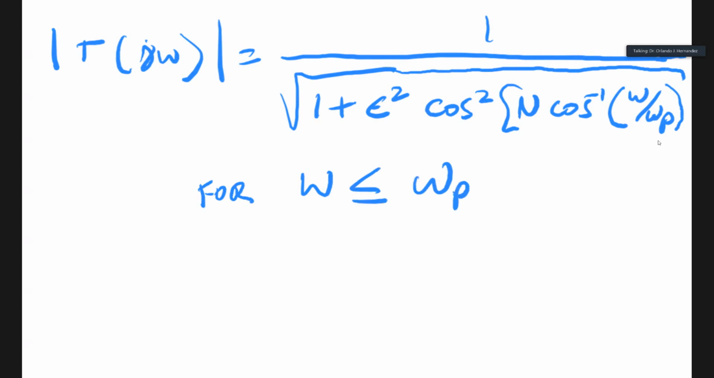And then for the stopband, wait, Dr. Hernandez, is the cosine squared multiplying epsilon squared or multiplying 1 plus epsilon squared? So we need a bracket over here. So the cosine squared is of this quantity, and it multiplies epsilon squared. Okay. Does that answer that? Yeah, it does. Thank you. All right, great. All right, so that's for the passband.